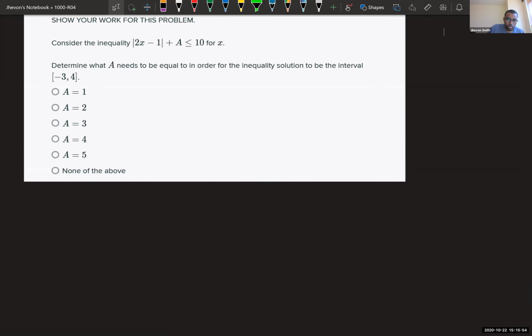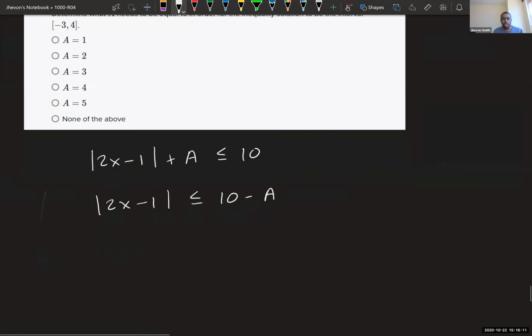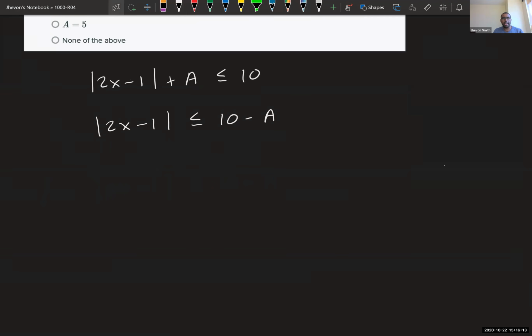So what you would do here is, well, I have the absolute value of 2x minus 1, plus a, is less than or equal to 10. Just isolate the absolute value, always a nice thing. So I would subtract a from both sides. And now the thing is, I know what it means for the absolute value to be less than or equal to something. It means I can put the negative of that thing on one side, the thing inside the absolute value is in the middle, and then put that thing on the other side. That's what it means. It kind of branches off, right?